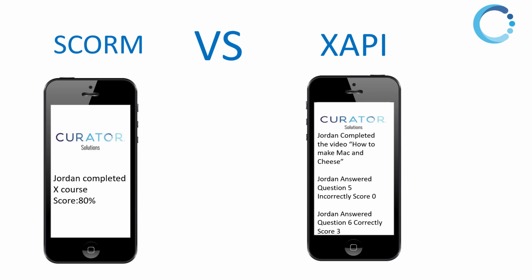So think about it this way. You have an app on your phone. When you learn something, it tells the LRS, Jordan completed X course, score of 80%. Now SCORM can do this as well, but XAPI can also comment on any amount of detail on how he completed the courses. Imagine how much better you could make your training programs if you could see where students struggle or succeed click by click.